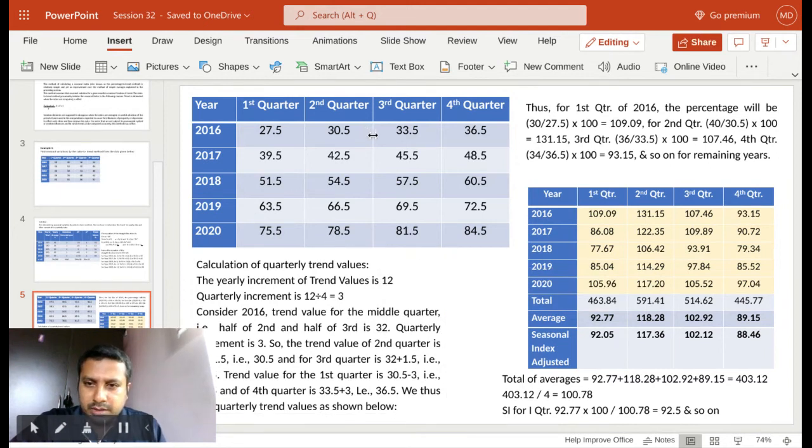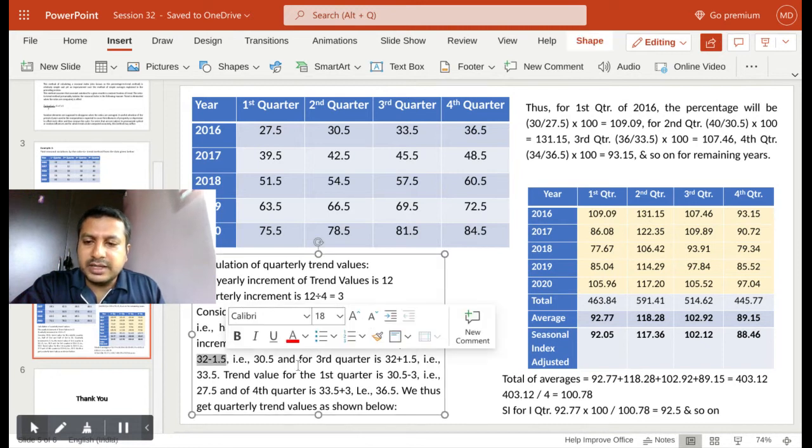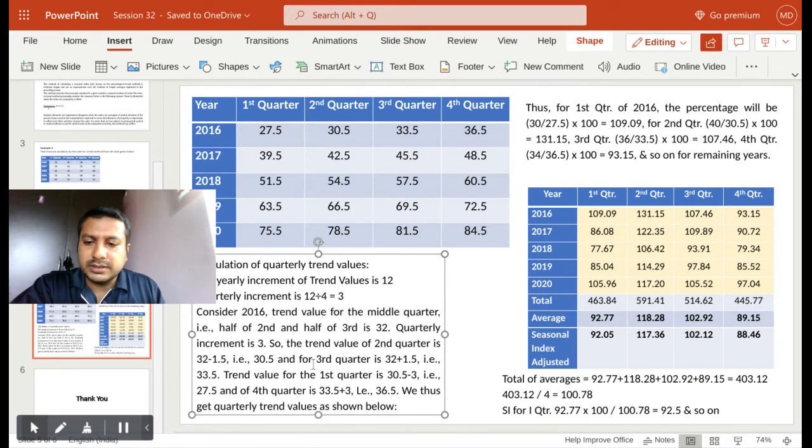So from second to third quarter the difference is 3. If you divide it by 3, then one and a half will be here and one and a half will be here. So from 32 you deduct 1.5: 32 minus 1.5, you'll get 30.5. For the third quarter you add 1.5: 32 plus 1.5 is 33.5.